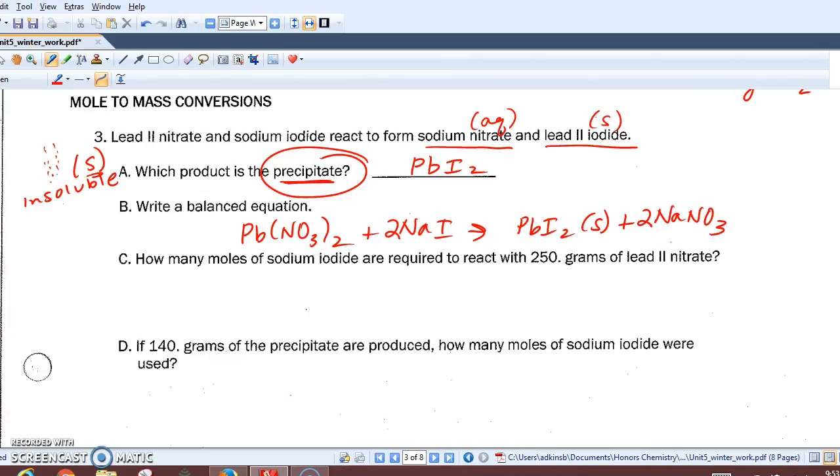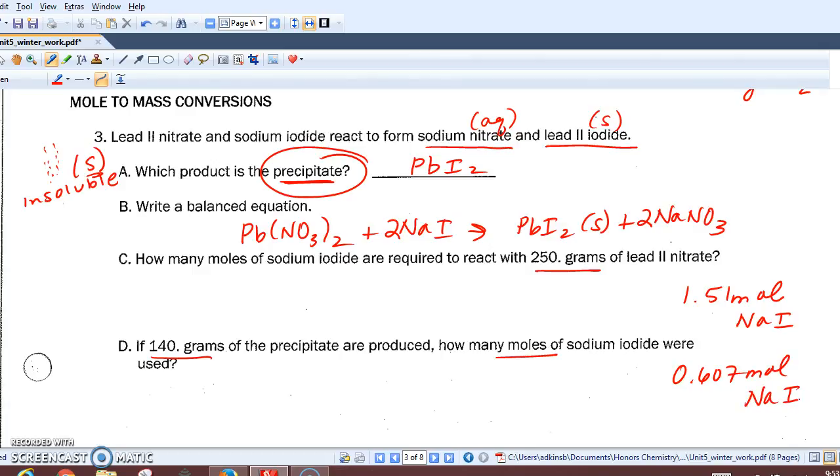And then C and D, your given is in grams and they want moles, and your given is in grams and they want moles. So go ahead and pause, work these out, and then come back and check your work. The answer for C is 1.51 moles, and that is of the NaI. And for part D, you get 0.607 moles, and that's of the NaI.